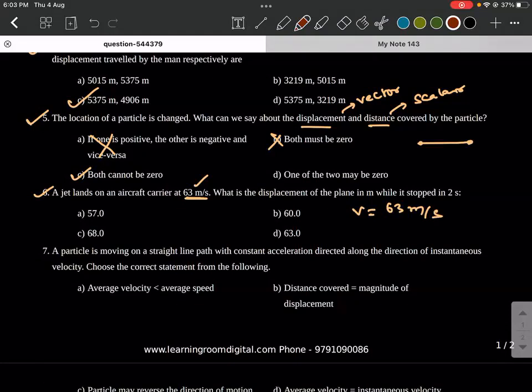So how to calculate? Distance is equal to speed into time. 63 into 2. It should be 126, but there is 128. Okay. So I read the question wrongly. So they mentioned that it stopped in 2 seconds. Means is it decelerating or accelerating?